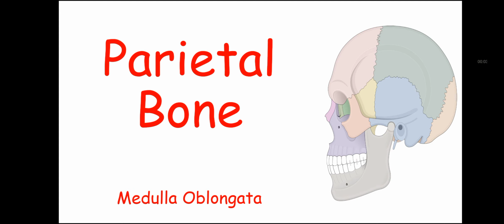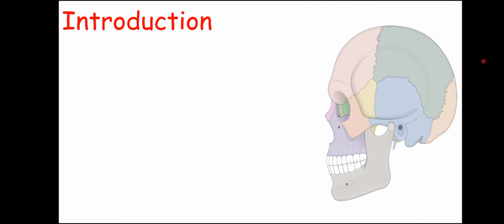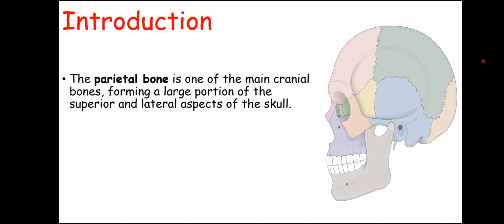Today we are going to talk about the parietal bone. We will start our topic with the introduction, and here you can see the diagram. The green color bone that forms the side of the skull and main upper portion of the skull is the parietal bone. So the parietal bone is one of the main cranial bones that forms a large portion of the superior and lateral aspect of the skull.